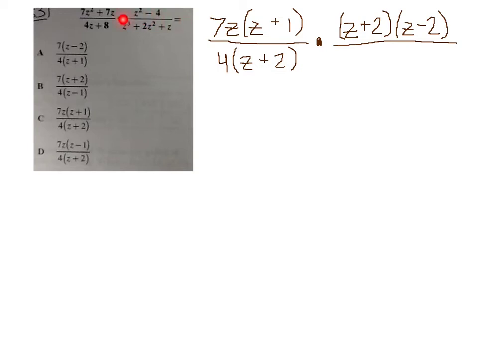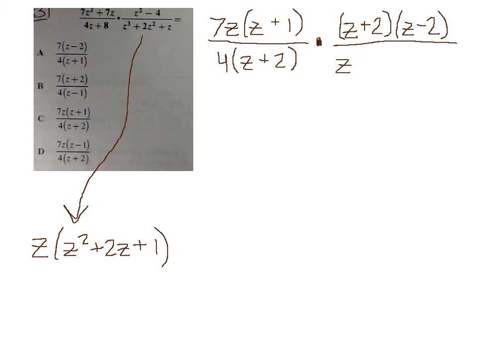In this next part down here, we always start by looking to see if we have a GCF, and we do. Our GCF is z. They all have a z in common. But if you look at it, I'm going to go ahead and show the work down here. If I factor out a z, I end up with z squared plus 2z plus 1. I can still factor that.